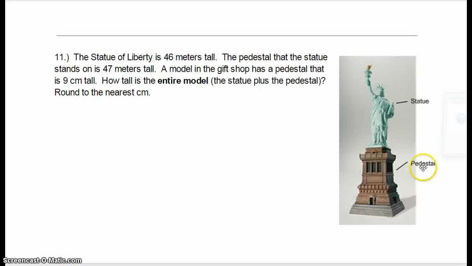Last problem. Statue of Liberty. We're actually given the real life statue's dimensions. 46 meters, and the pedestal is 47 meters. And on the model, we're told the pedestal is 9 centimeters. So we've got to find the height of the statue in the model. Now you might be able to notice 46 and 47 are really close. So using your powers of estimation, this S must be really close to 9.